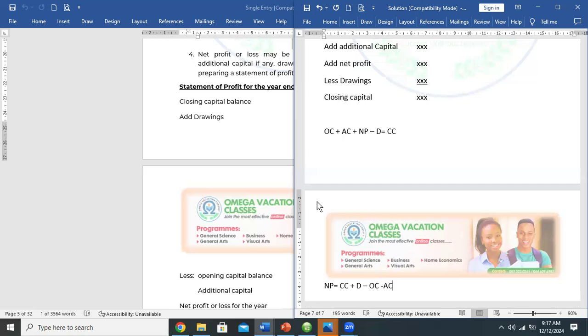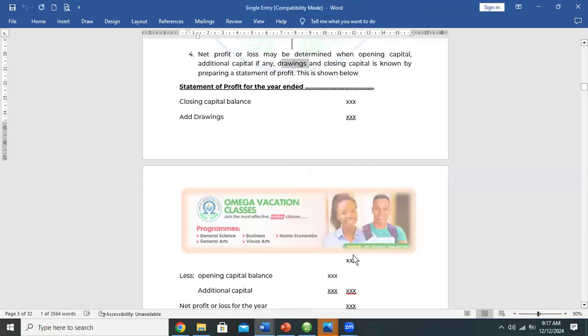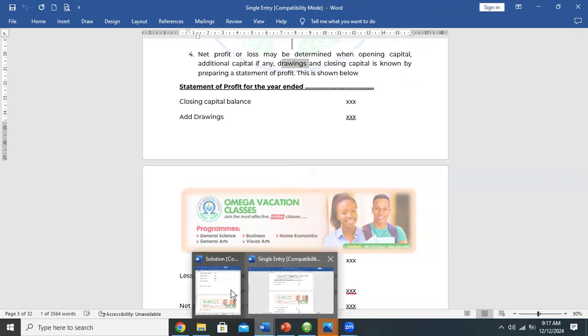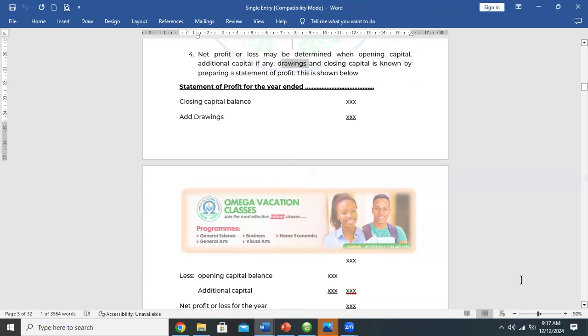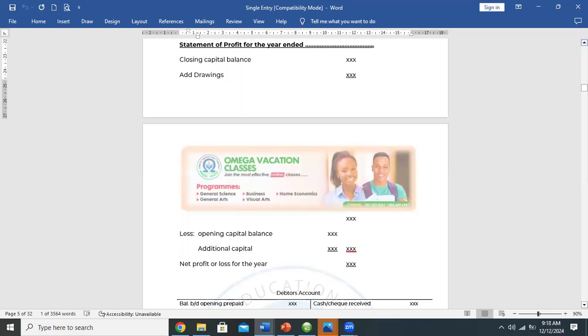If you appreciate this formula, you extend it or represent it on your statement of profit, and this is what you have. Your closing capital, CC, you add drawings, as we added the D. Okay. And then whatever you get, you less the opening capital and additional capital. And your result will be the net profit for the year. So that's your statement of profit. A very simple statement. Bring your closing capital, add drawings, less opening capital and additional capital.